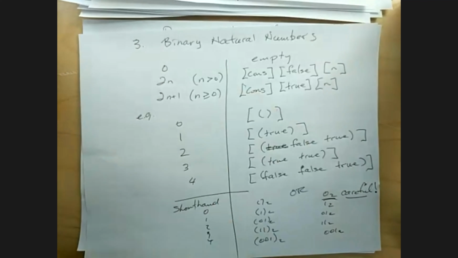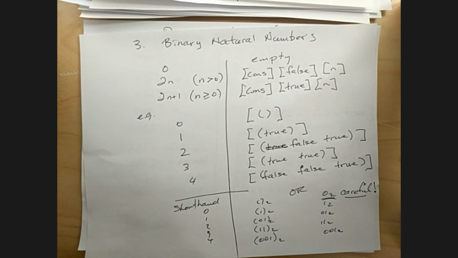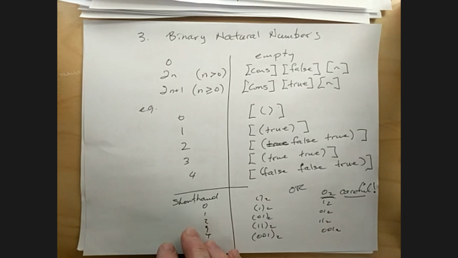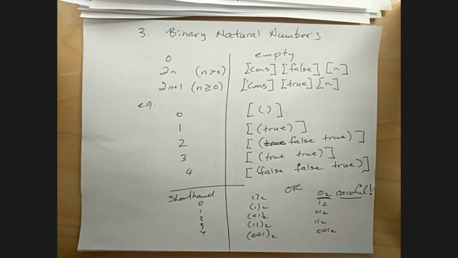What about binary natural numbers? Binary natural numbers are also going to be represented by lists, but they're going to be lists of trues and falses. And this is going to be a positional number system. We're all used to the base 10 positional number system, where the rightmost digit indicates the units, the next digit indicates the tens, and the next digit indicates the hundreds, and so on. So in general, each digit represents a power of 10.